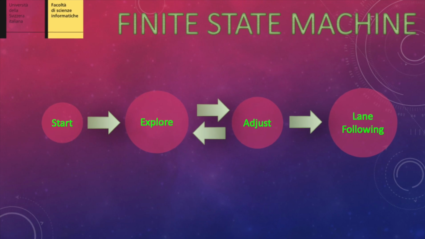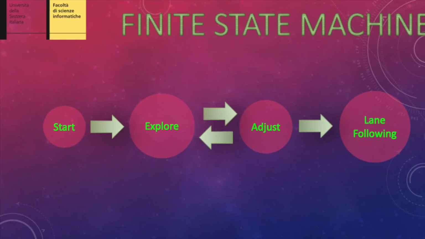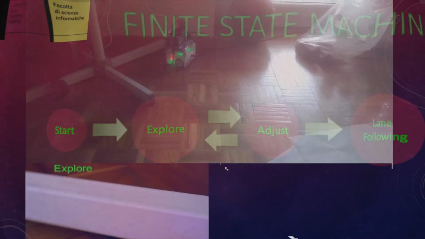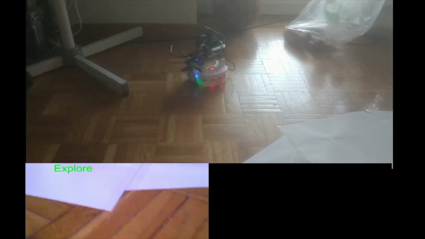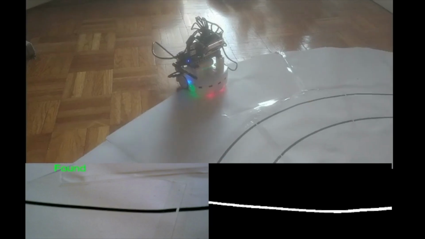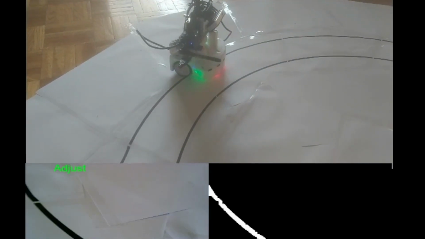We used a finite state machine to explore the environment until the robot finds the street. During this phase, all pixel values from the camera stream are summed for each frame. When this sum is above a proper threshold value, the robot can see the street. A similar technique is used to adjust the robot orientation in such a way that it can start following the lane.